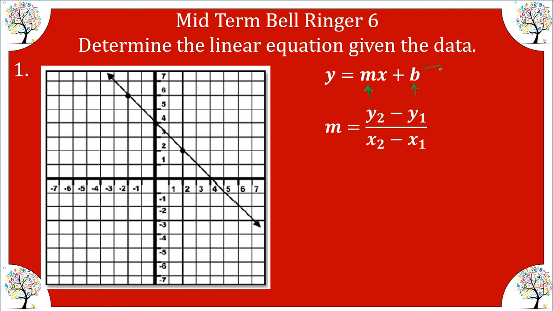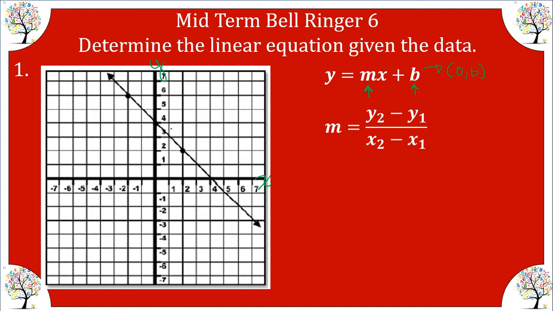It is the ordered pair that is 0, comma, some number. So when you know your 0, comma, some number, then you know the b value. This is the y-intercept, where our graph crosses the y-axis.